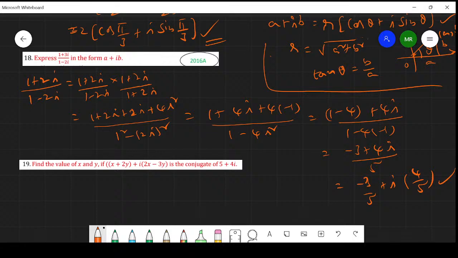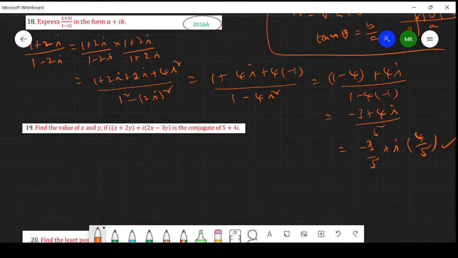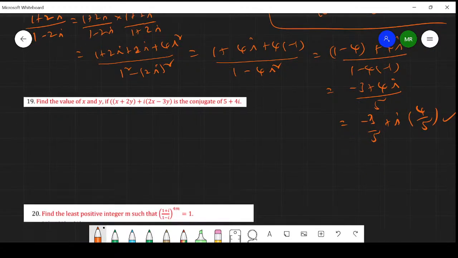Find the values of x and y, if x plus 2y plus i into (2x minus 3y) is the conjugate of 5 plus 4i. I told you conjugate means change the sign of the imaginary part. I suggested that to you. They are asking what is x and what is y. When they are asking this, now you can observe here.